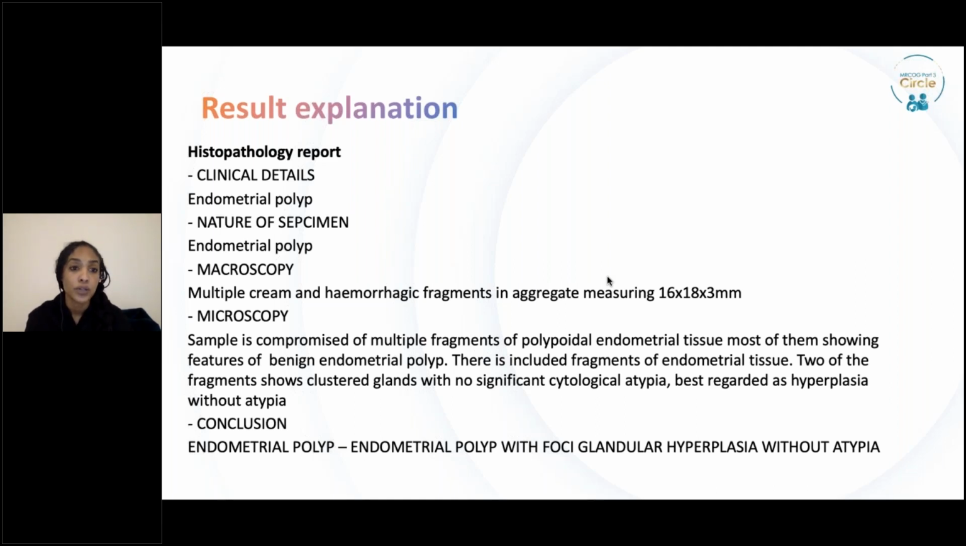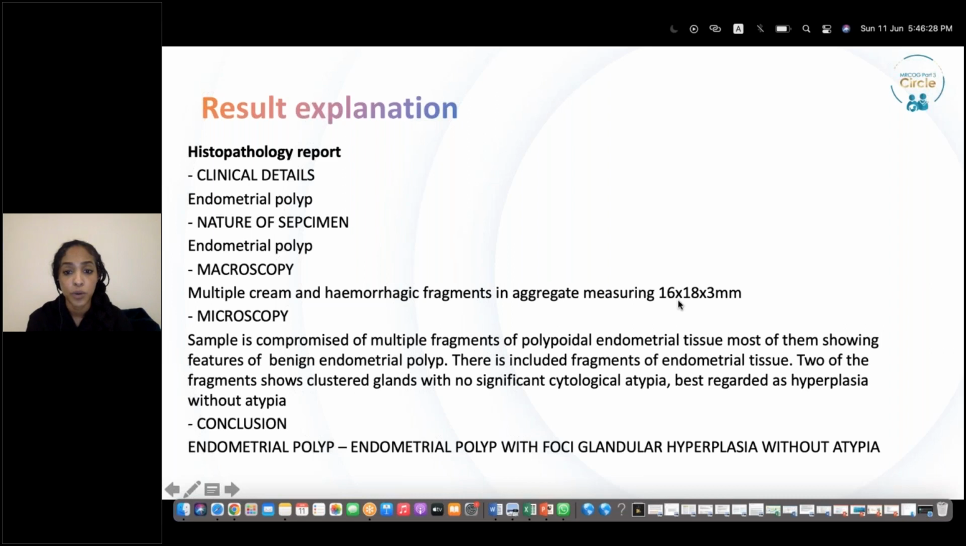Now, if you look at the report, it mentions clinical details: endometrial polyp, nature of the specimen was a polyp. Microscopy showed multiple cream and hemorrhagic fragments in aggregate measuring this by this by this. Microscopy showed that the sample is comprised of multiple fragments of polypoidal endometrial tissue, most of them showing features of benign endometrial hyperplasia.